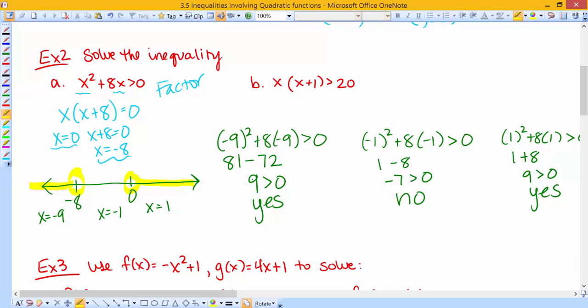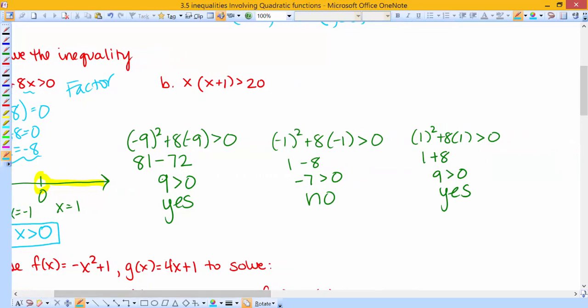So now we're going to write our inequalities for just the pieces that worked. Here, x is less than negative 8, and here x is greater than 0. Those are your solutions. So you do need to test, you guys. There's no way around the testing. You must test points. Again, I would just do that on a separate sheet of paper. Just make sure you remember you have to test values.